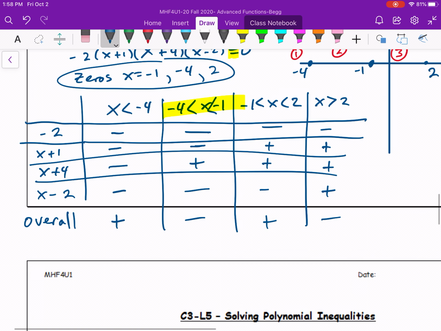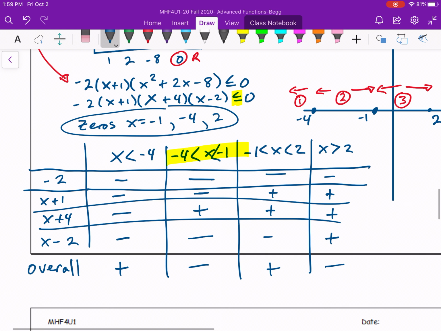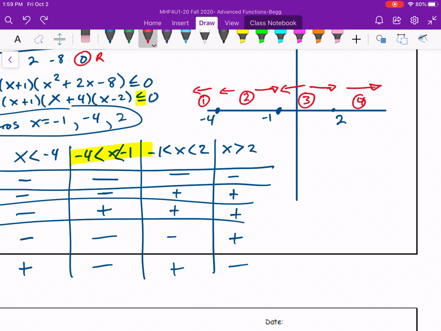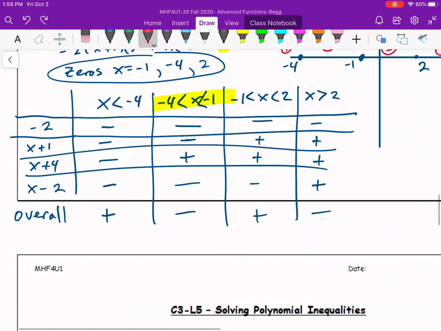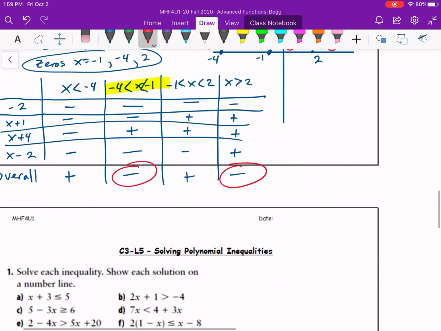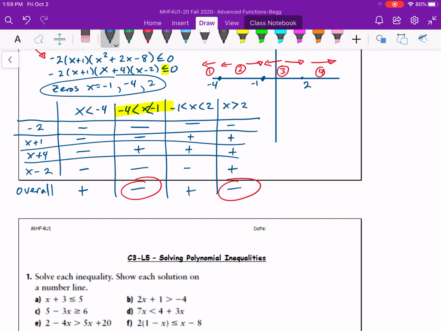So how do we interpret that? Well, remember the question was asking us, we want to find when the function is less than or equal to 0. So that means we're looking for parts where the function is going to be a negative number. On the graph, it would look like something below the x-axis. And below the x-axis corresponds to negatives overall. So now we have our intervals. We know which ones are the correct ones for our answer.